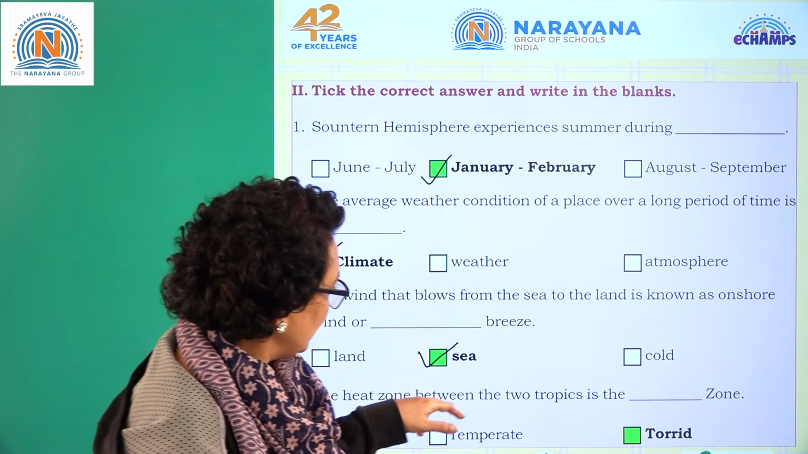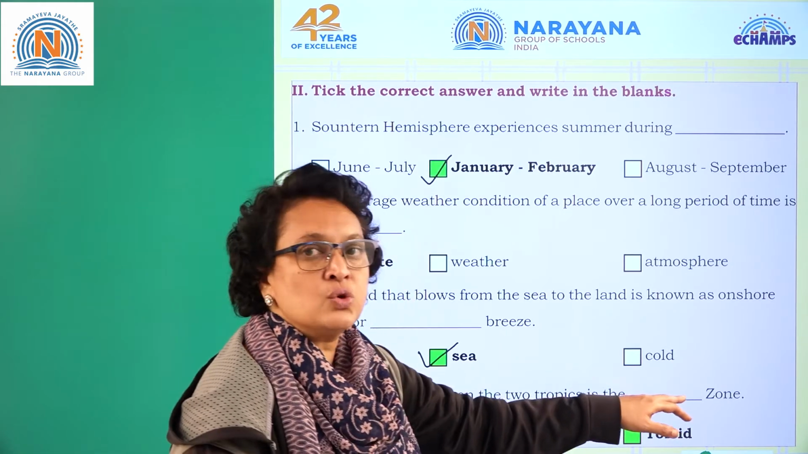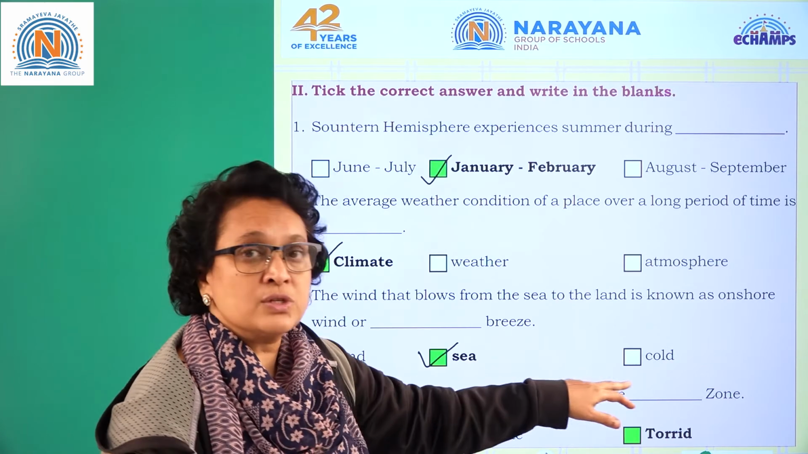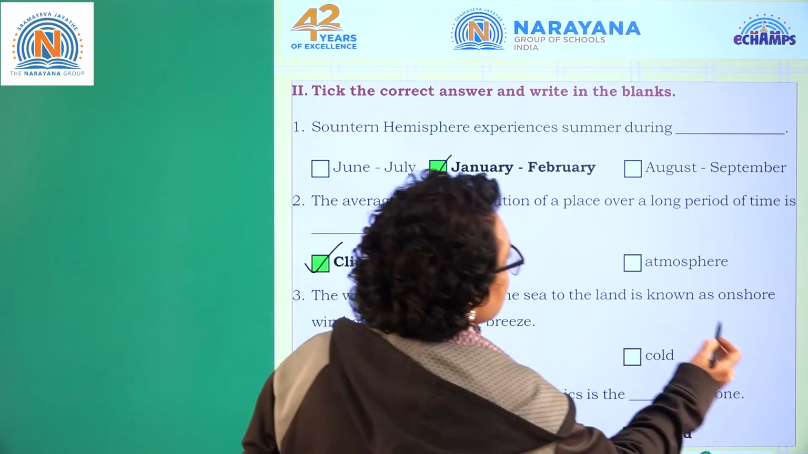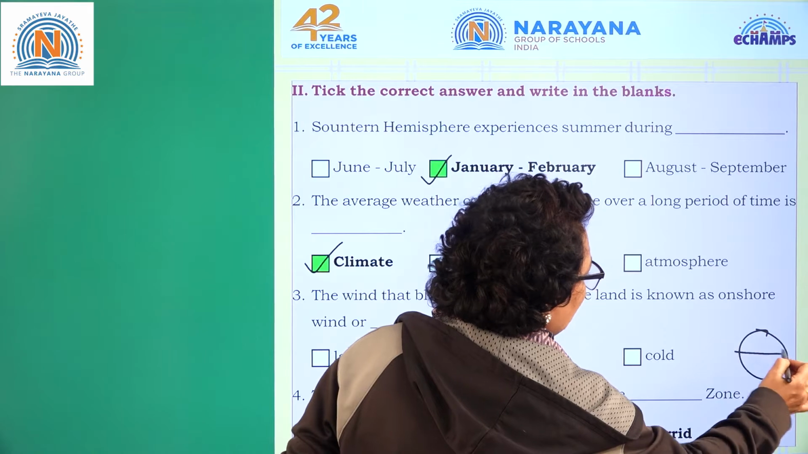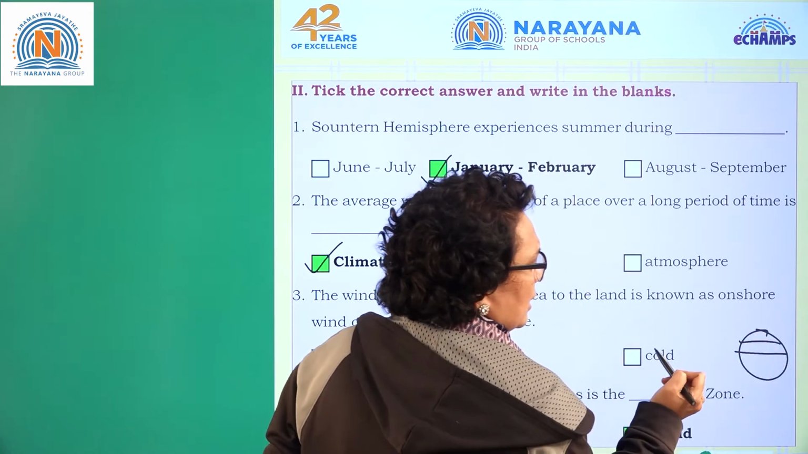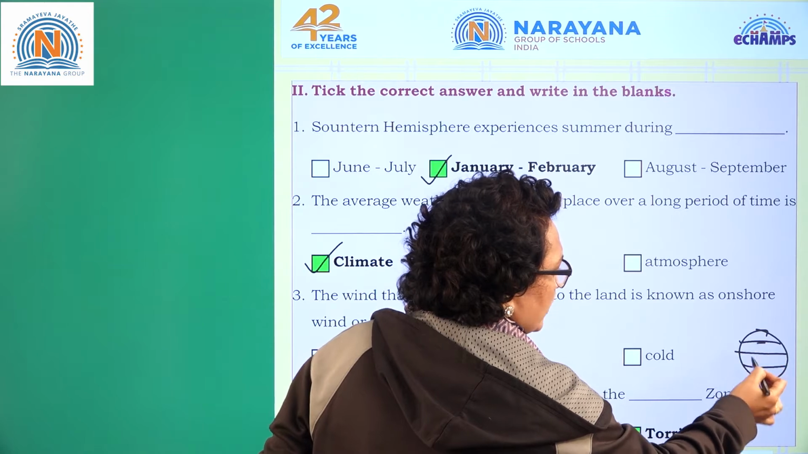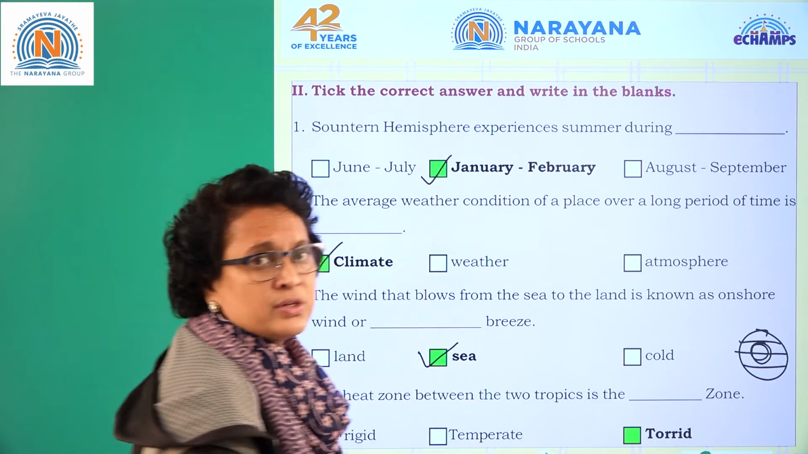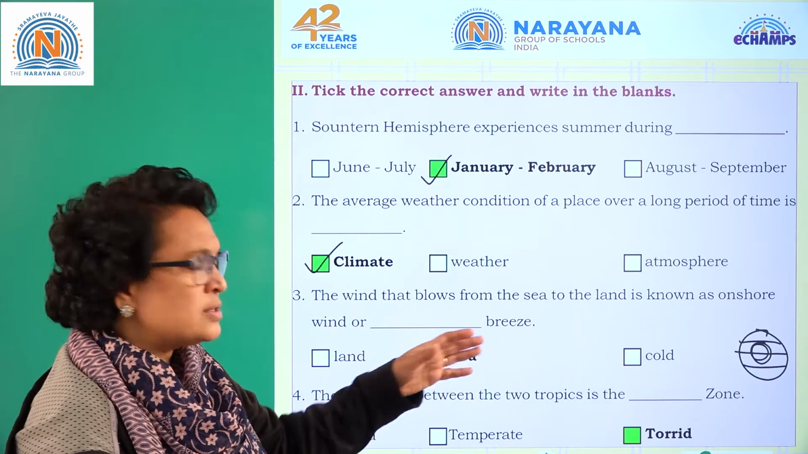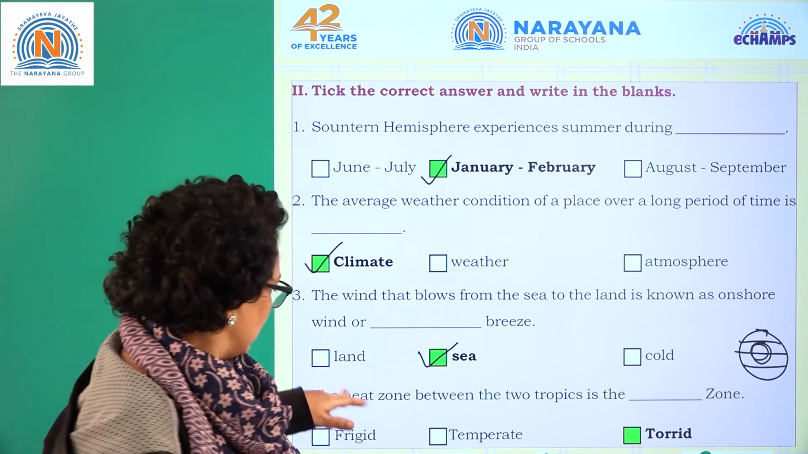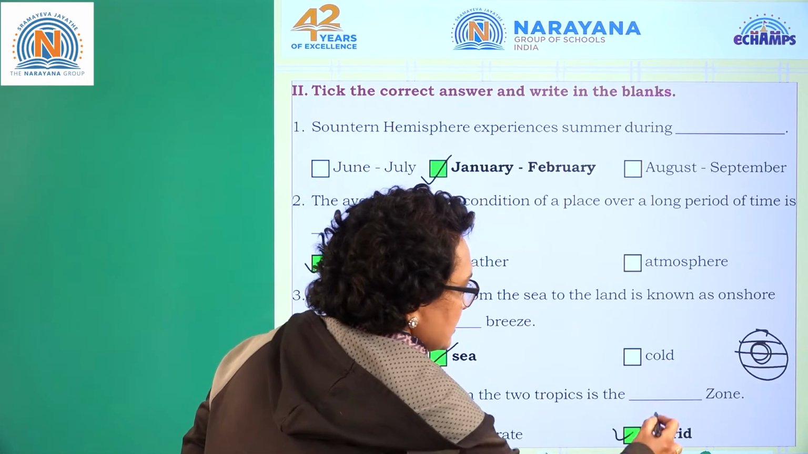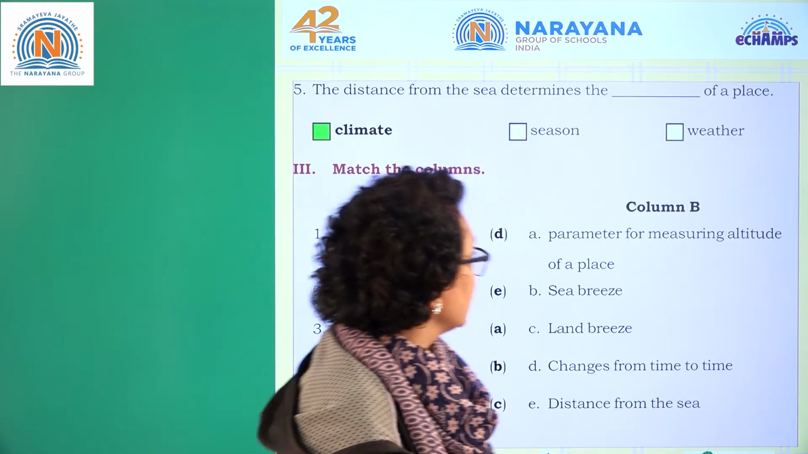The heat zone between the two tropics is dash zone. Here are the two tropics: this is the Equator, and this is the Tropic of Cancer. So what is this? This is called the torrid zone. These are different heat zones, right? So the heat zone between two tropics is called the torrid zone. This is the answer. Let's go for the next one.